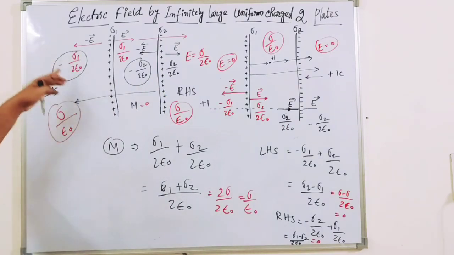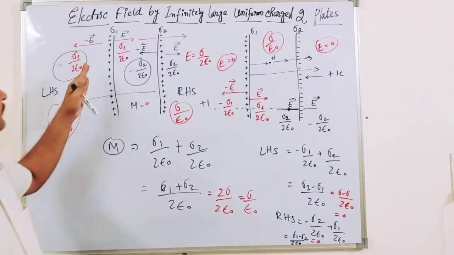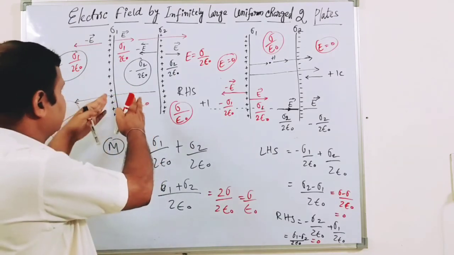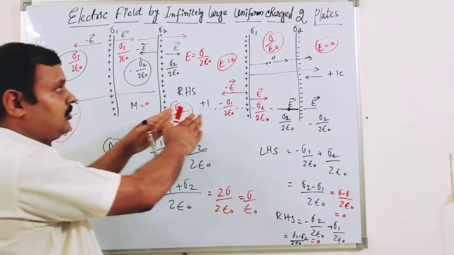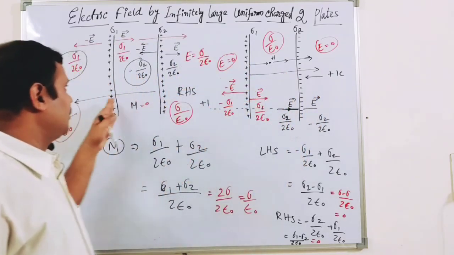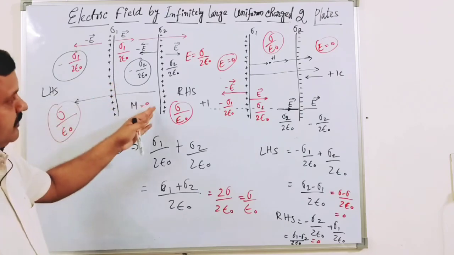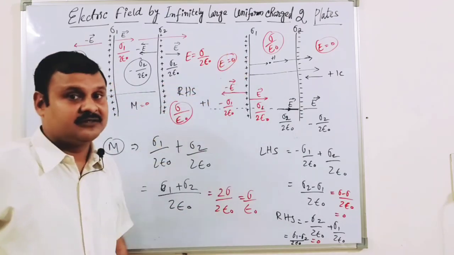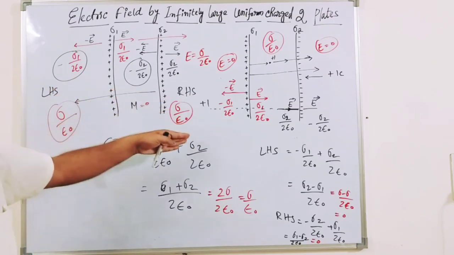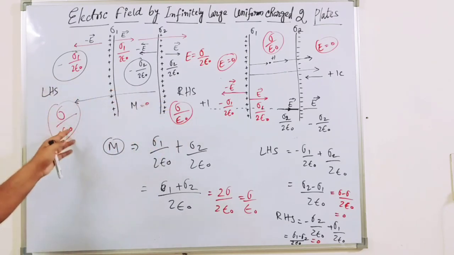I hope you now understand the case-by-case results. If two infinitely large uniformly charged plates, or two oppositely charged infinitely large plates, are placed, what is the electric field outside and in between? These are the cases. And also, if the areal densities are the same, what will be the value? I think you have understood.